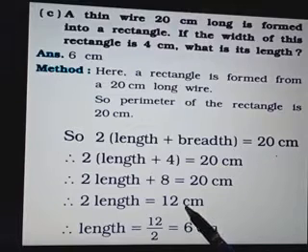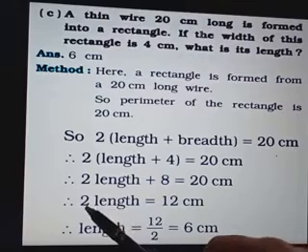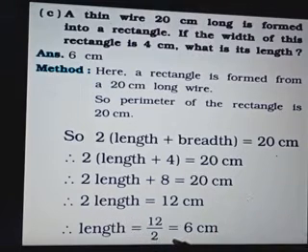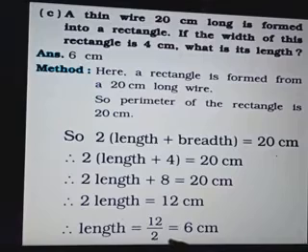Clear? Now we will separate this 2 and length. What is the relation between 2 and length right now? It is the relation of multiplication, right? So when we change this side, it will be divide, because the opposite of multiplication is divide. Clear? So when we are changing the side of 2, it will be divide. So 12 divided by 2, it will be 6 centimeters.